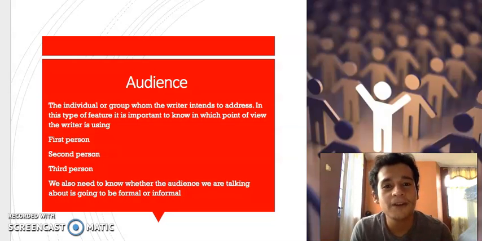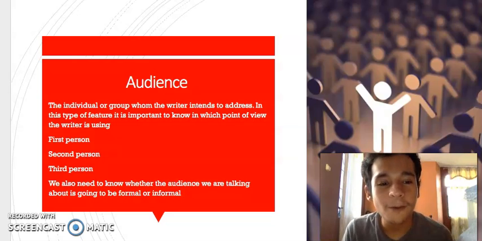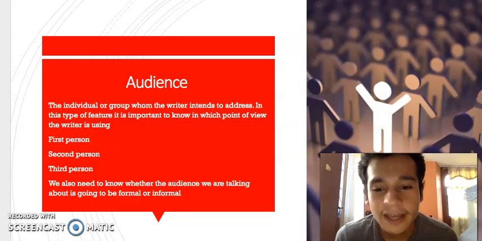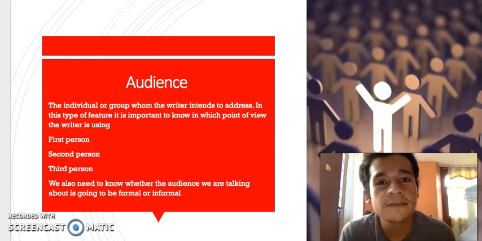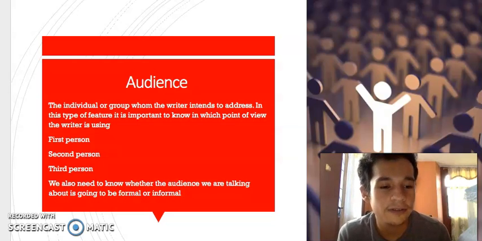The second person point of view is, for example, when the writer is talking about a person or people that is being addressed. In this type of point of view, the writer usually uses you or yours, those two types of pronouns.